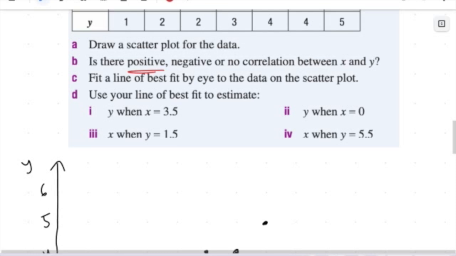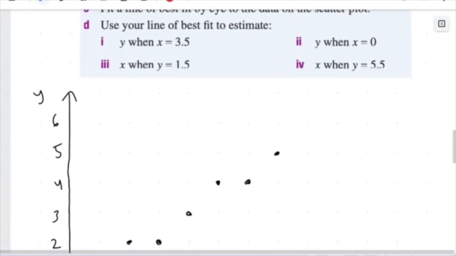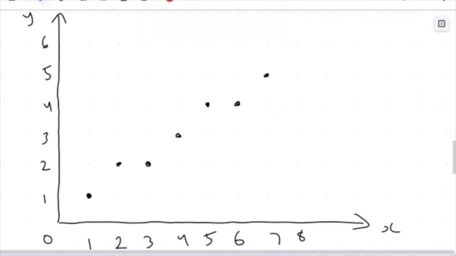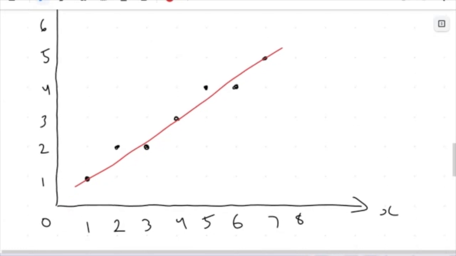Now part C says find a line of best fit by eye on the data on the scatter plot. So if we draw this in, we're going to get roughly, now forgive me, this might not look as good, but let's try our best. That's not bad. There we go. Okay, this is probably the best you're going to get with something like this. Now, obviously, you guys can hopefully use a ruler, so you'll be able to draw a more straight line.